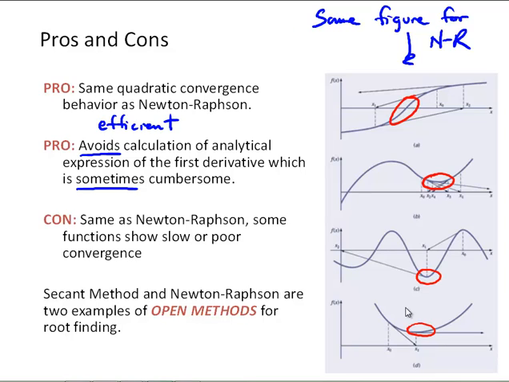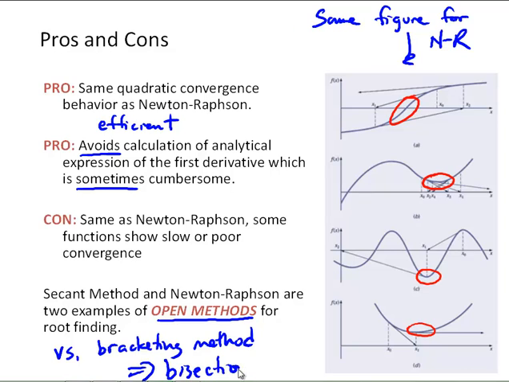Just to elaborate a little more on what I talked about in the Newton-Raphson video. Secant method and Newton-Raphson have a lot in common. They're both examples of what we call open methods for root finding. And that's as opposed to a bracketing method. And that bracketing method is bisection. And that concludes this video.